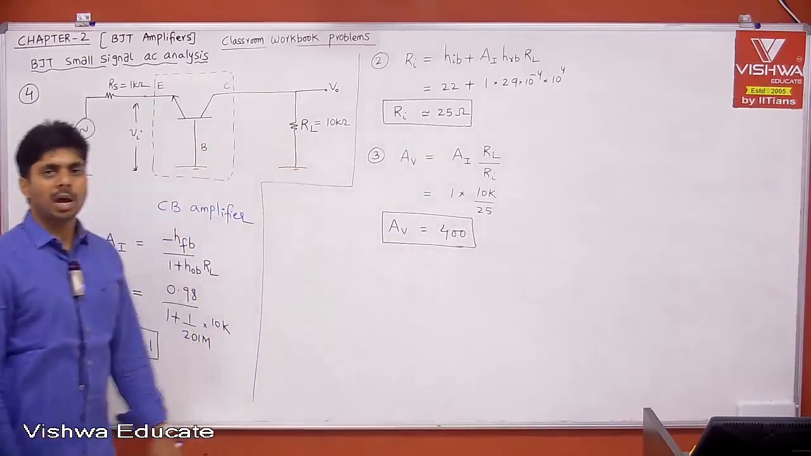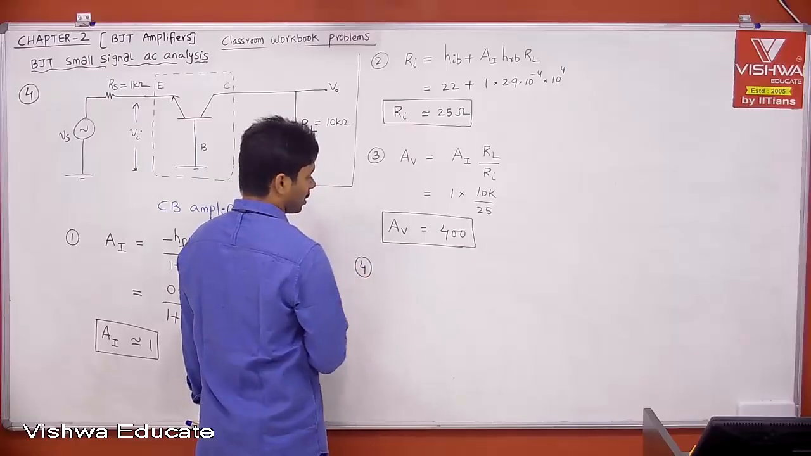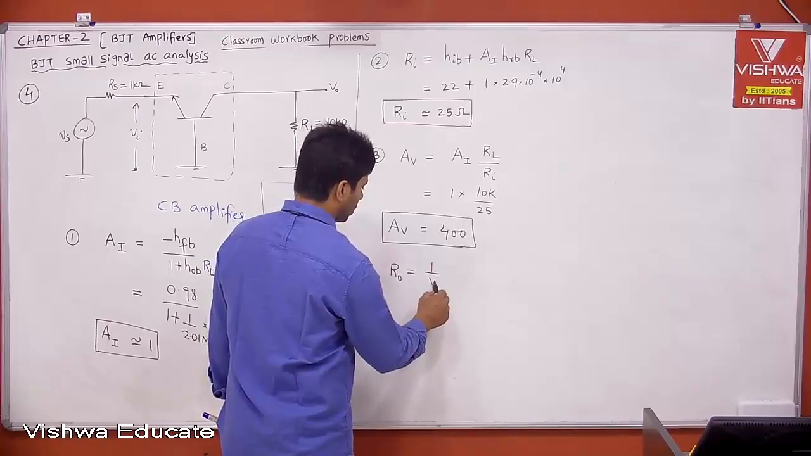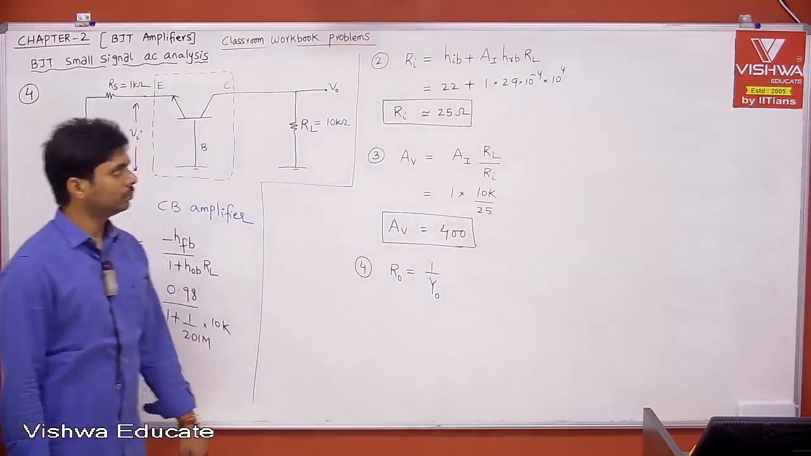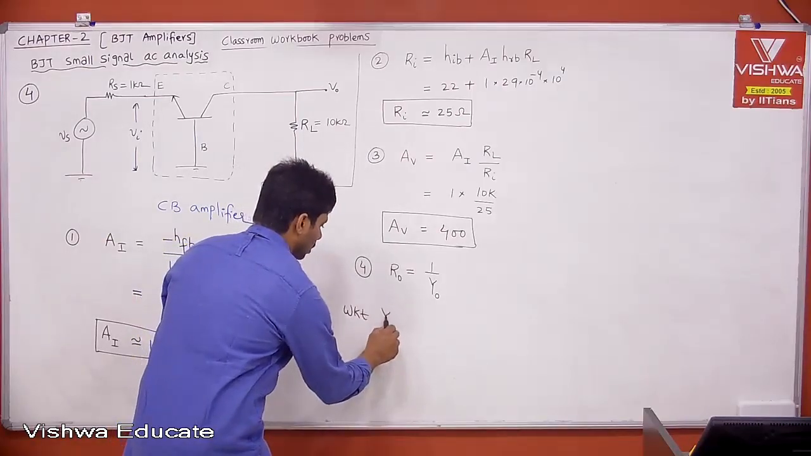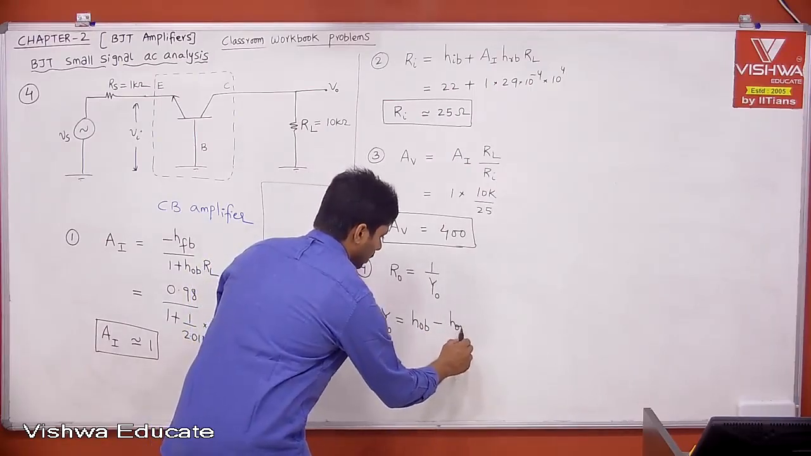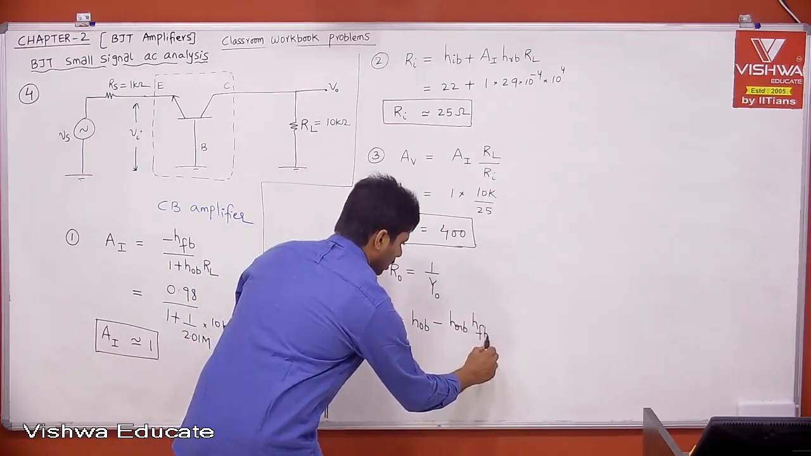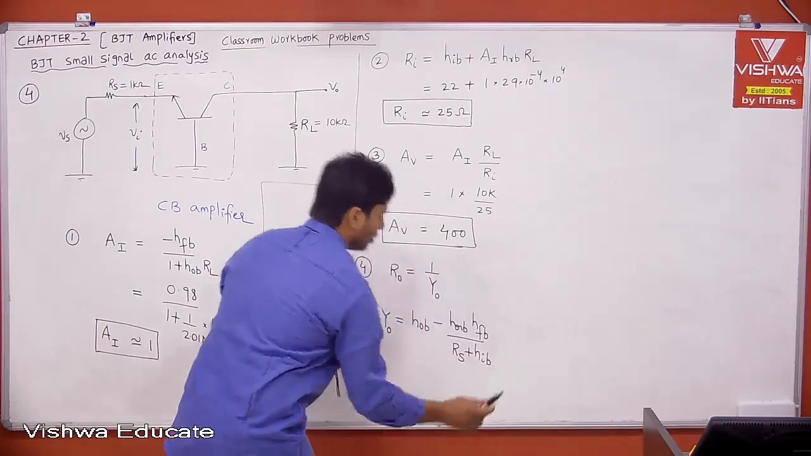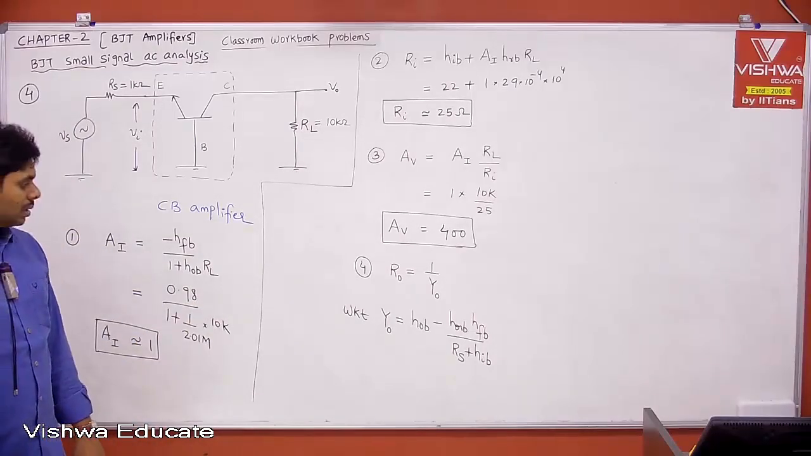This is the third AC parameter. Okay. Now the last one, output impedance, right? Therefore, what is R0? R0 is nothing but 1 by Y0, right? We know that. What is Y0? We know that Y0 is equal to HOB minus HRB into HFB divided by RS plus HIB, right? Maybe if you substitute, you will get the answer.